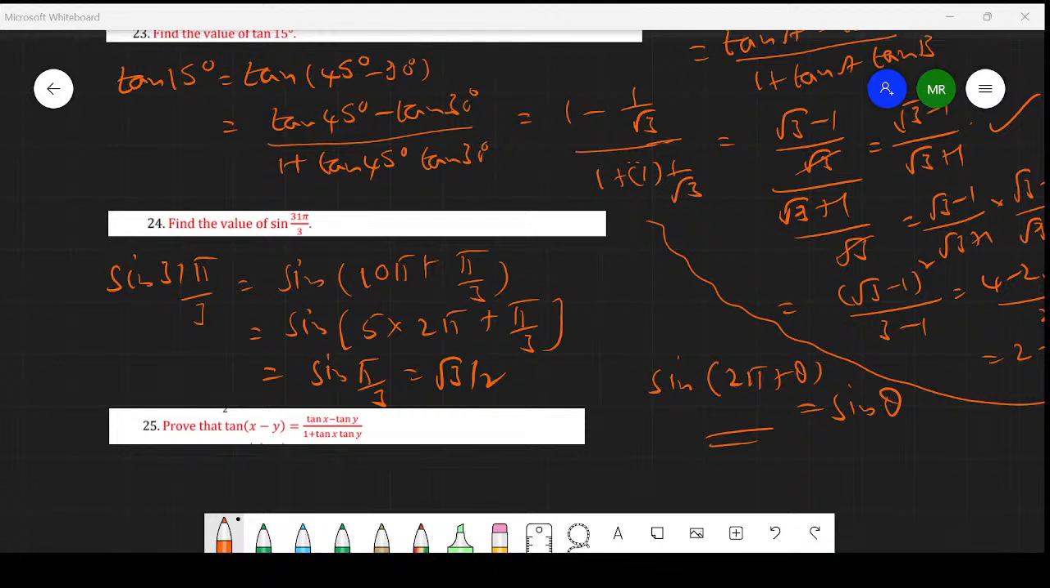So tomorrow's class is at 6 p.m. The topic is the same thing, trigonometric functions, 2 marks, 3 marks questions. Tomorrow I will discuss 3 marks questions.